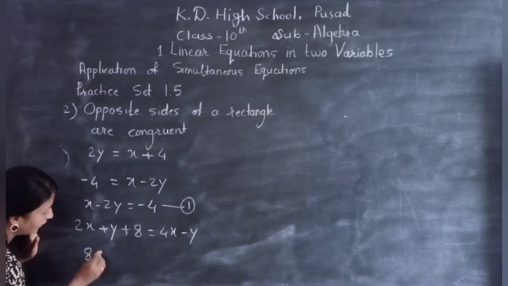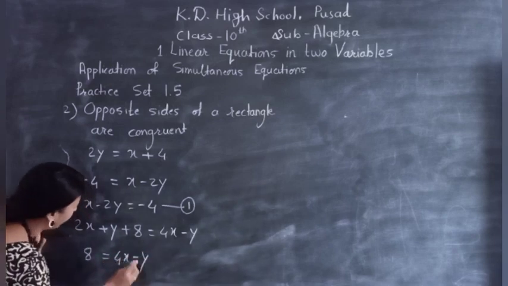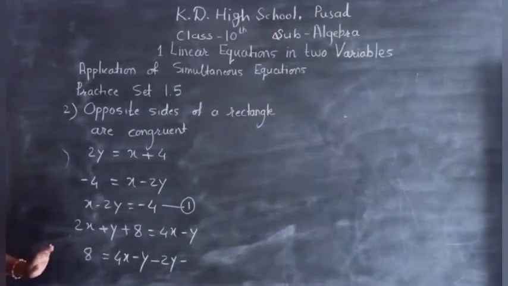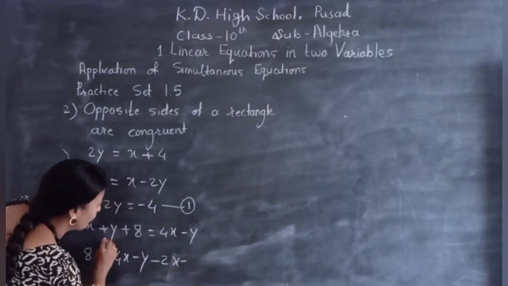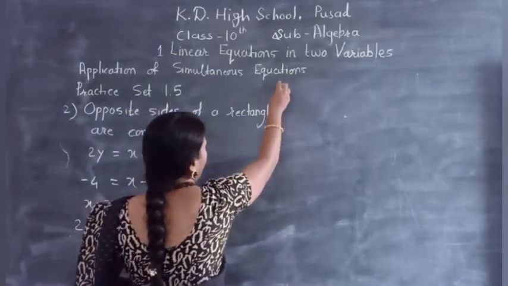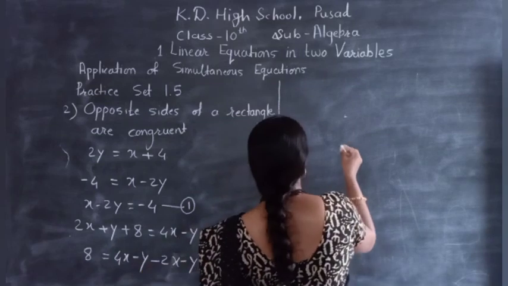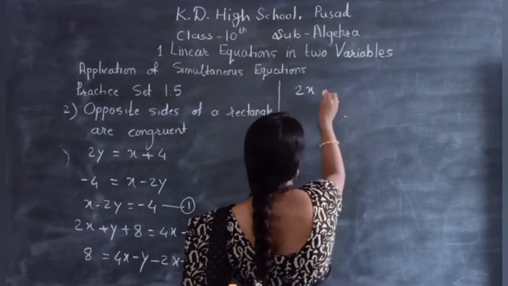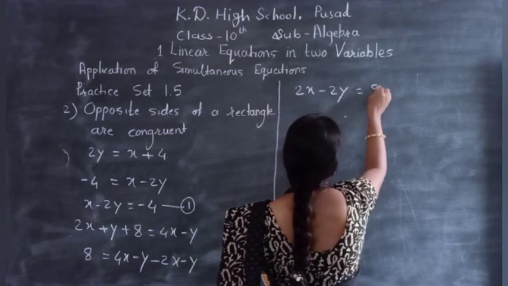8 is equal to 4x minus y minus 2x minus y. Yes, minus 2x, and positive y becomes the negative y. Now interchange their sides and at the same time you can simplify. 4x minus 2x, that is 2x. Negative y, that is negative 2y, is equal to 8.